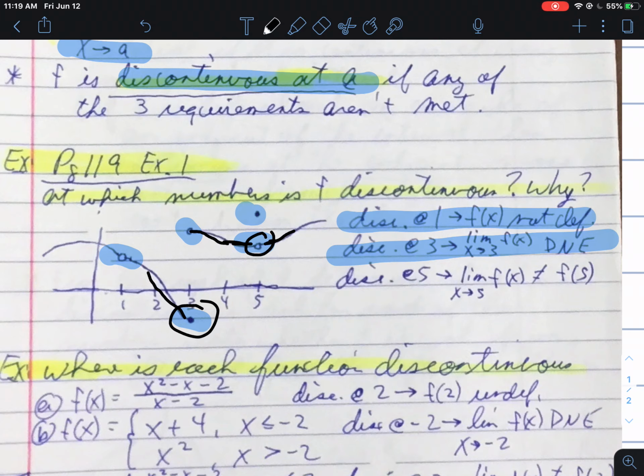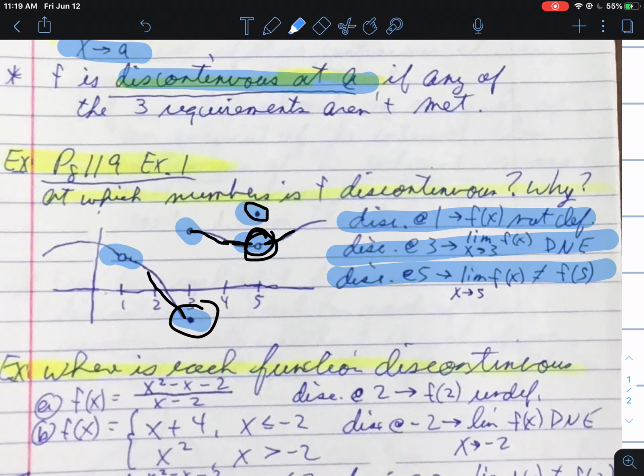So f of 5 is this, whatever that value happens to be. But the limit as x approaches 5 is this, whatever that happens to be. So those two values are not the same. That's our third situation, where even though the first two requirements are met, they're not equal to each other. So in this case, I would say that this function is discontinuous at 5 because the limit as x approaches 5 of f of x is not equal to f of 5.